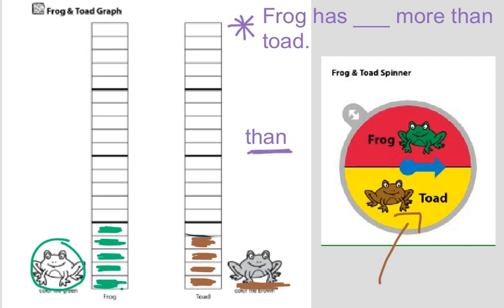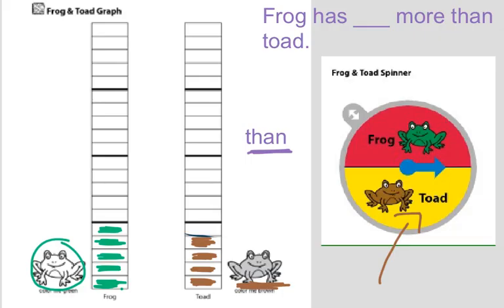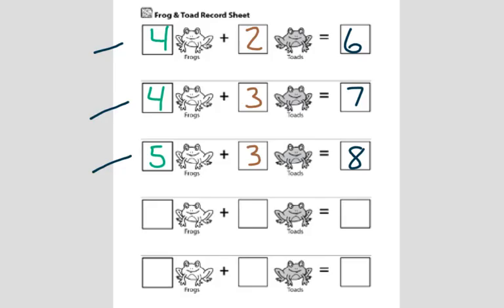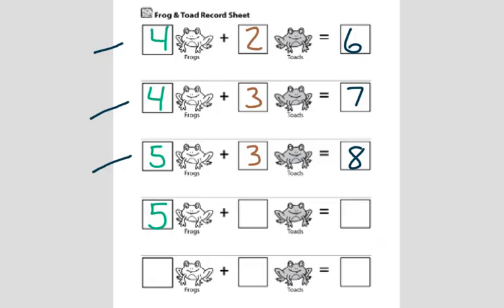Let's look at our information from our graph and add that to our collection of number sentences. Our previous number sentences are 4 plus 2 equals 6, 4 plus 3 equals 7, 5 plus 3 equals 8. Today, we're going to write: How many frogs? 5. Plus how many toads? 4.